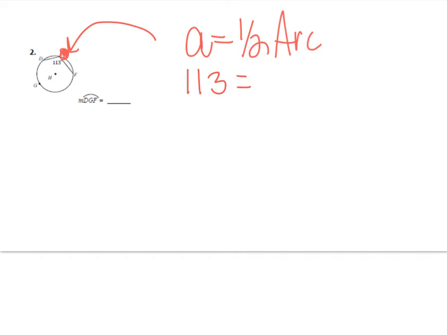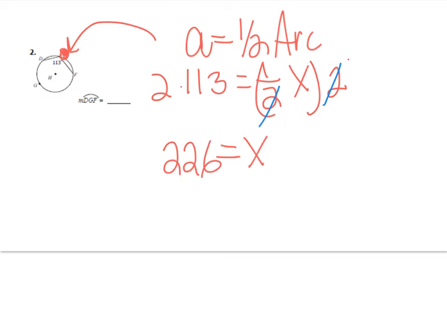Take a look at number 2. We see an inscribed angle. Take a look, the angle is on the circle. The vertex of the angle is on the circle. So we write our formula. The angle is equal to half the arc. In this case, we're given the angle is 113, and it is equal to half the arc, and we don't know what the arc is. So to solve for x, we're going to multiply both sides by 2. When we do that, the 2's cancel out. We multiply the other side by 2, and we get, yes, x is equal to 226. The angle is equal to half the arc.